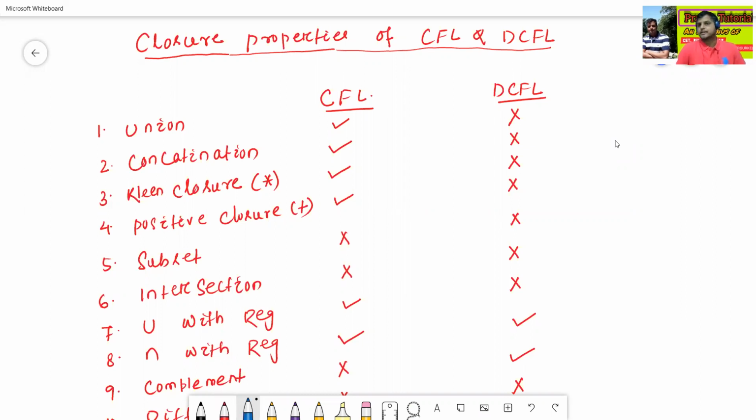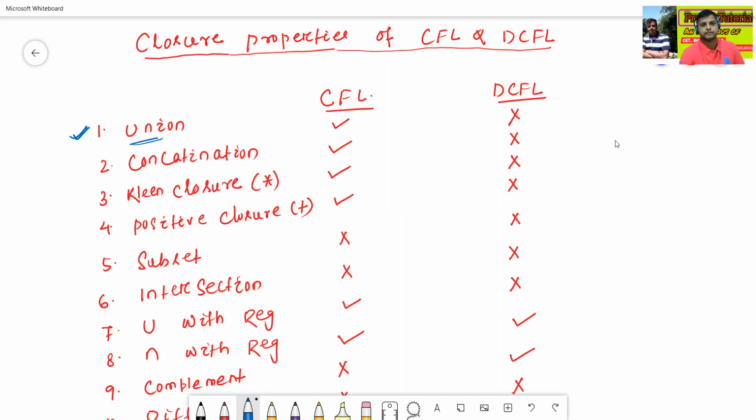In the previous class, we also discussed some closure properties of CFL and DCFL with the help of examples. Now, we'll discuss the overall closure properties of CFL and DCFL, meaning which properties are closed under CFL and closed under DCFL operation. So the first property is union.